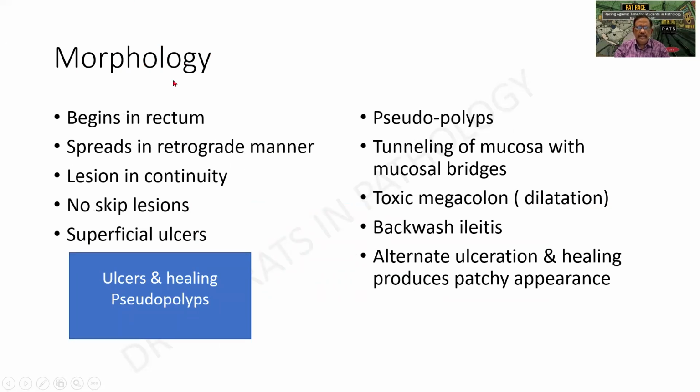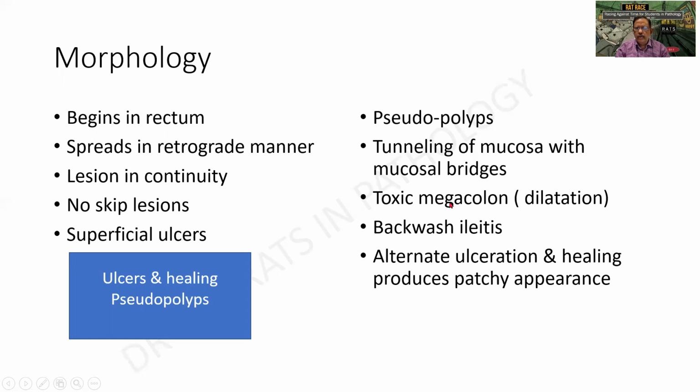What are the morphological features? It begins in the rectum and spreads in a retrograde contiguous manner. There are no skip lesions. Superficial ulcers can be seen. Also, there are some lesions called pseudopolyps. These are remnant tags of the mucosa which are left behind and not true polyps. Tunneling of the mucosa: there will be superficial ulcers and then submucosal spread, which leads to what is called tunneling with overlying mucosal bridges.